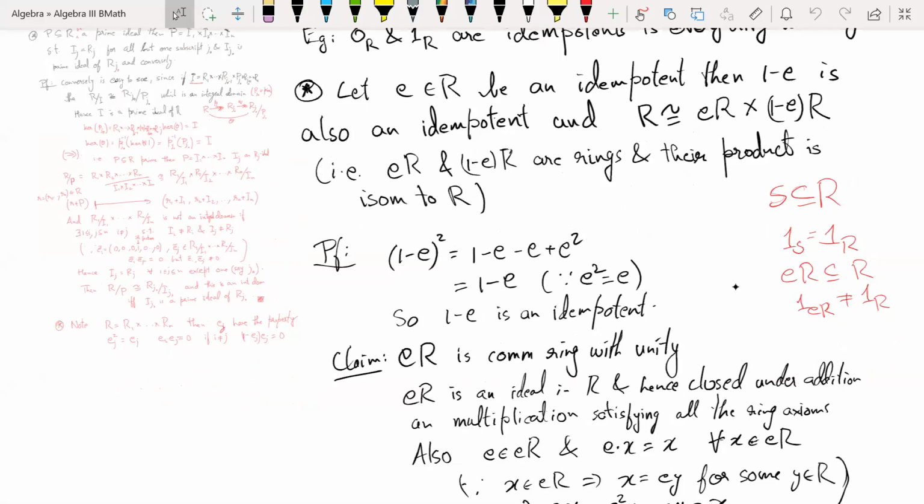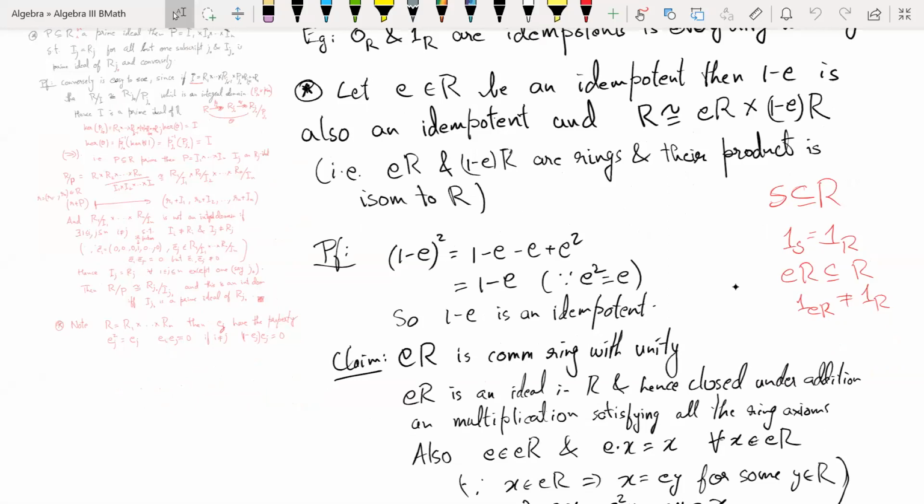So 1 minus E whole square, if you expand it, you will get 1 minus 2E plus E square. Yeah, so E square is the same as E, so the terms cancel and we get 1 minus E. So we see that 1 minus E also is an idempotent.